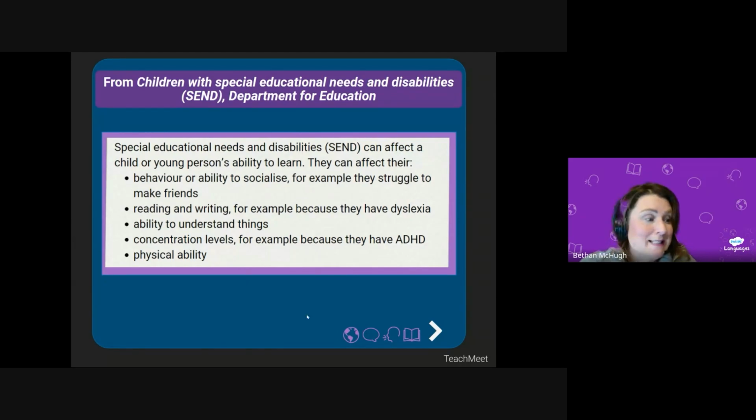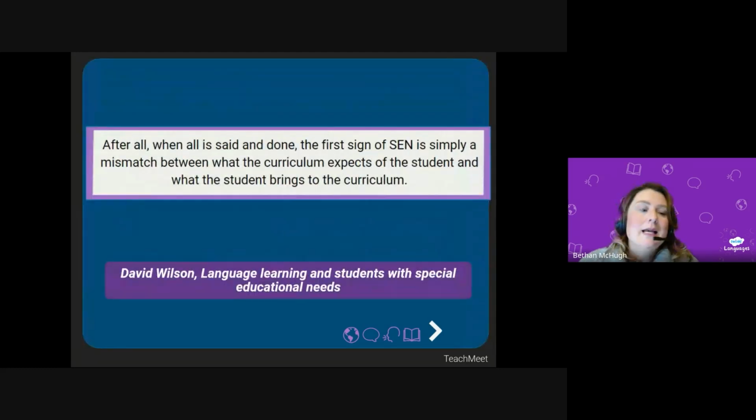And I think there's a fantastic report that I would really recommend. It's a little bit old now. It's not brand new because it still talks about SEN rather than SEND. However, David Wilson's Language Learning and Students with Special Educational Needs, the link is in the chat there, is a fantastic report on language learning and special needs within the language learning classroom. And I think this was really powerful when I read this. The first sign of a need is simply a mismatch between what the curriculum's expecting and what the student's bringing to the curriculum. And I think when you frame it that way, it suddenly becomes a lot less terrifying.